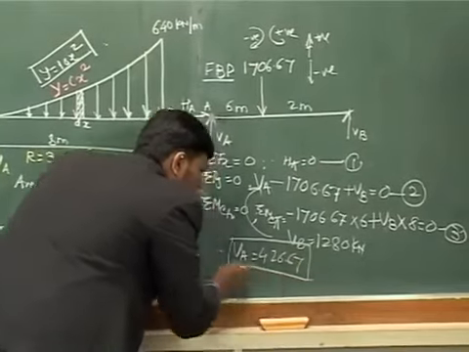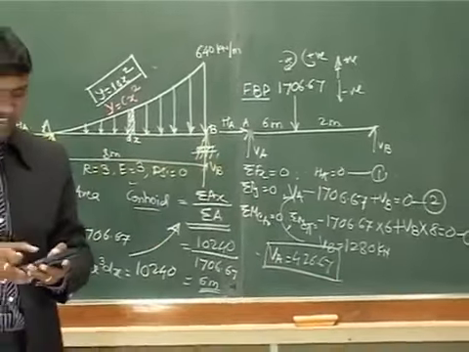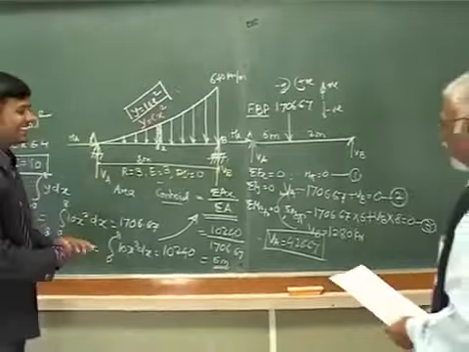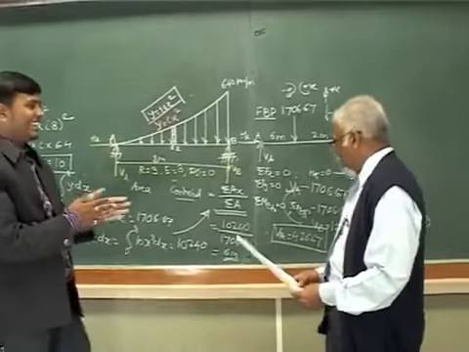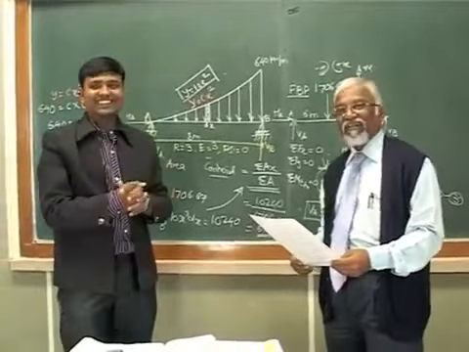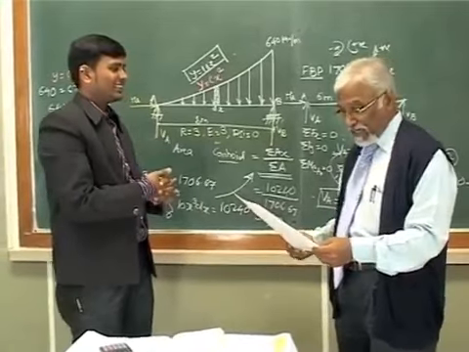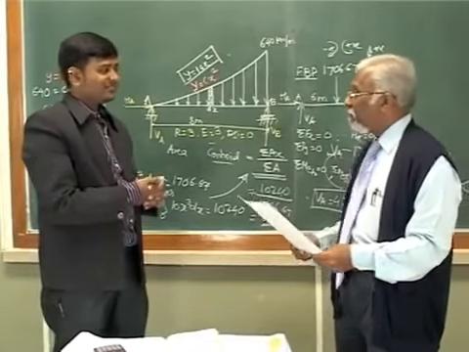So Va comes out to be 426.67. Again, the favorite of sir, A answer is the correct answer, I think. Okay. Today I think is the day of A, and you have got the answer as option A, 426.67.